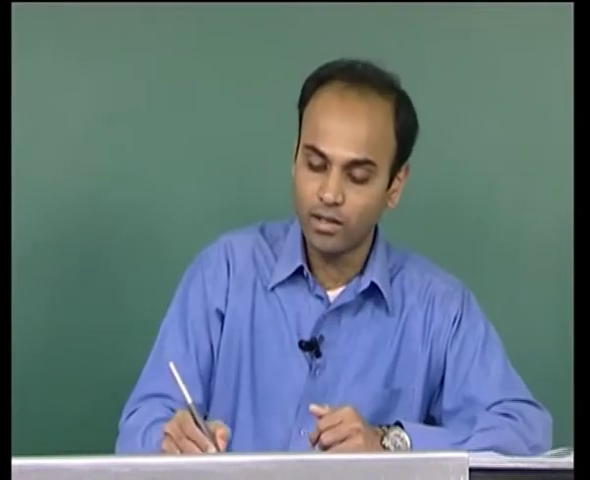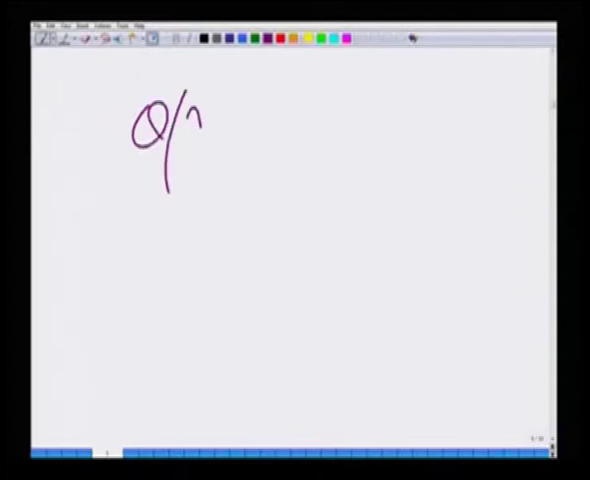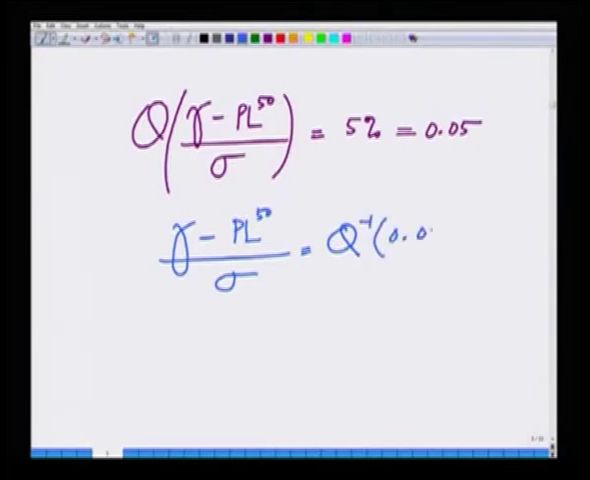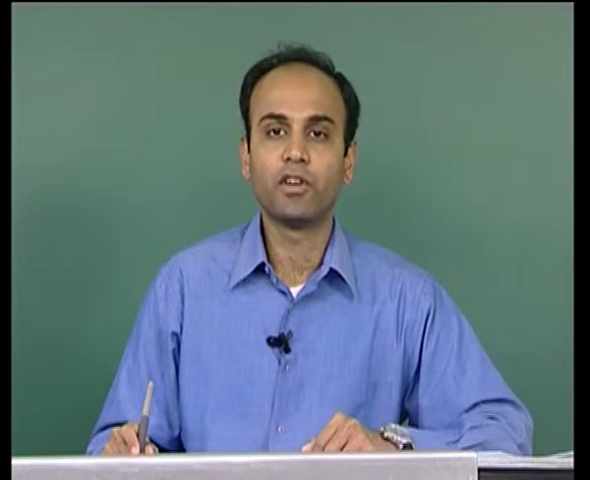path loss is greater than gamma is nothing but Q function of gamma minus the 50th percentile path loss divided by sigma, equals 5%, that is, greater than the threshold only 5% of the time, which is essentially 0.05. This also implies that gamma minus the 50th percentile path loss by sigma equals Q inverse of 0.05, which is essentially 1.65.